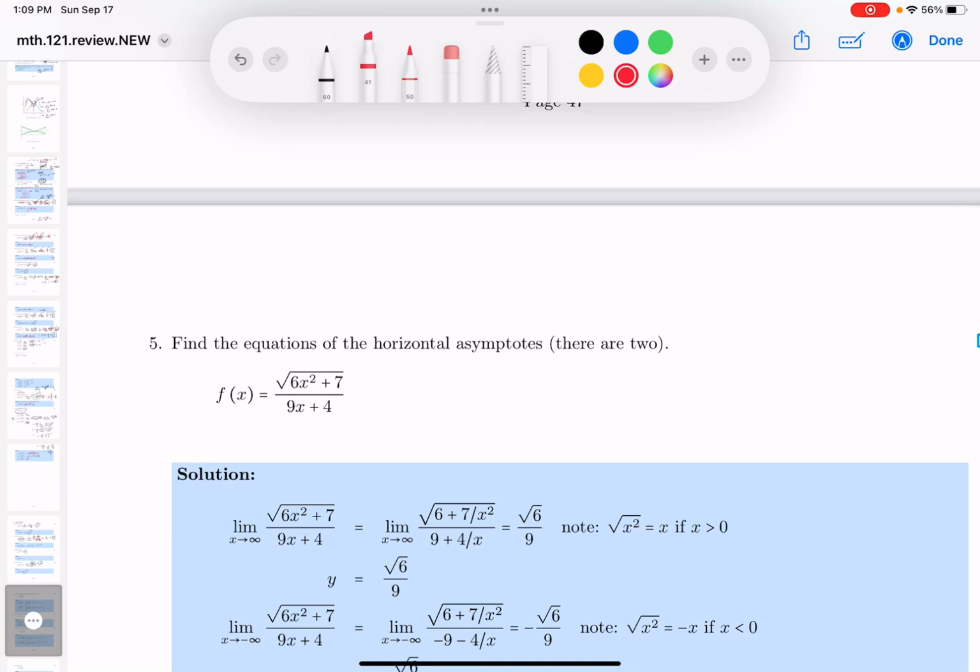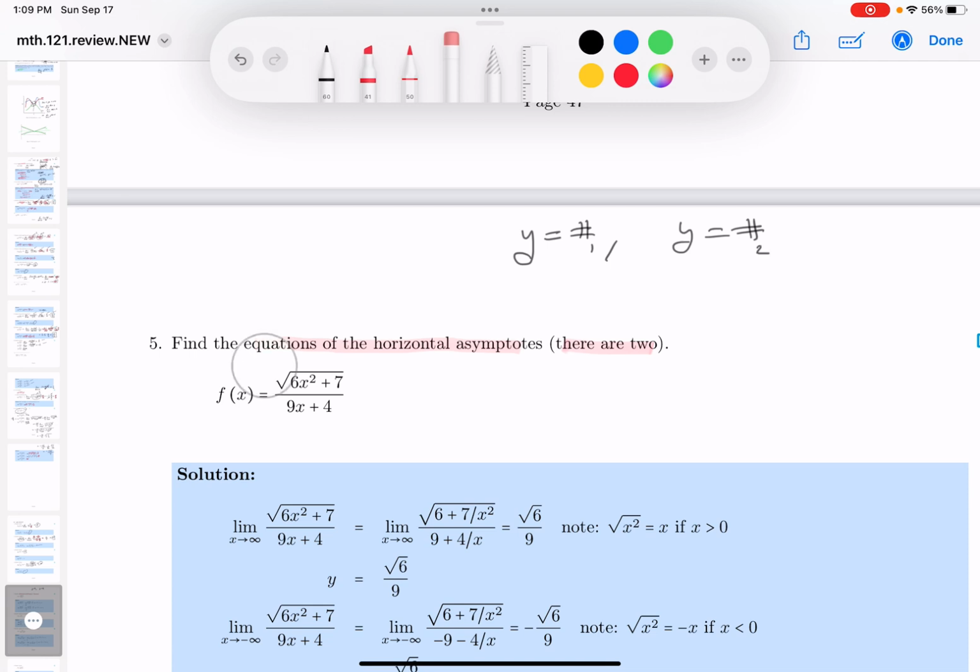Okay, so I want to be clear about this. The equations of the horizontal asymptote, there are two of those. Now, if there's two of those, they're not kidding, there's two of them. So one is going to be y equals some number, and the other one's going to be y equals some number, but these numbers are not going to be the same number. So I'll say number one, number two.